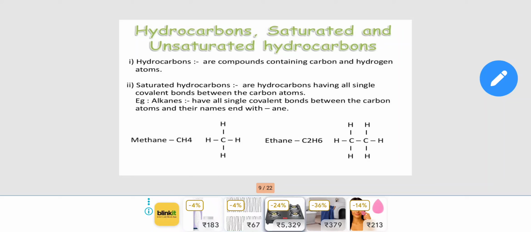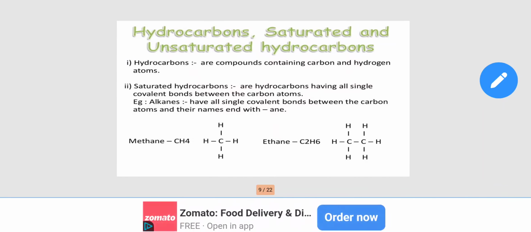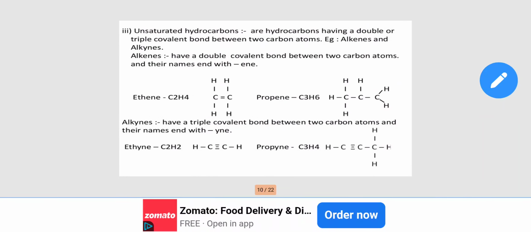You can see here saturated hydrocarbons. These hydrocarbons are compounds that contain only single covalent bonds between the carbon atoms. Alkanes have all single covalent bonds between the carbon atoms and their names end with ANE. This is methane. Meth means one carbon. Eth means two carbon. You can see here.